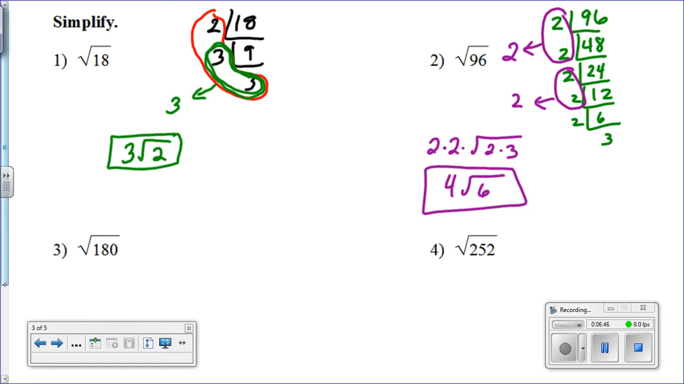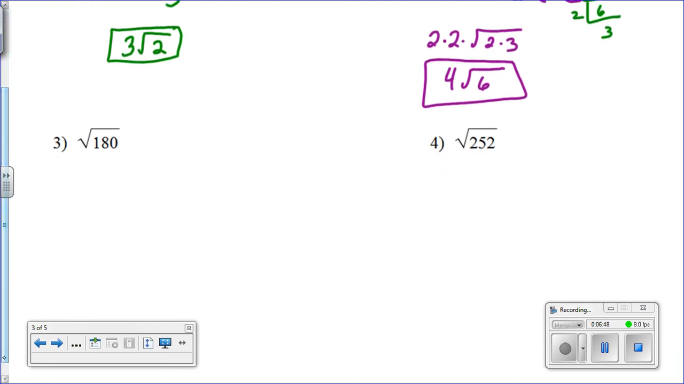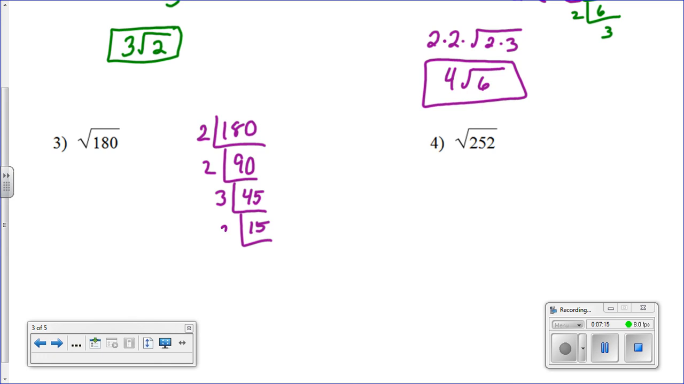Let's try it again. Best way to get this is to just do a bunch. Okay, so 180. I'm going to go with my prime numbers here. It's even, so 2 goes in there 90 times. 2 goes in there again. It's even, 45 times. 3 goes in there 15 times. 3 goes in there again, 5 times.